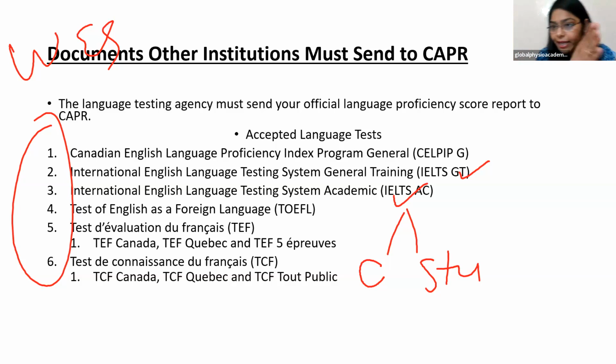Now come to the point, credential now, CAPR. Language, if you are going to the student visa, Academic is good. Otherwise, you can go with the general as well. You can also give TOEFL. You can also give the Canadian English Language Proficiency Index Program General. So these are the four English tests or two French tests: Test d'évaluation de français or Test de connaissance du français. These two are French tests. Any of that you can give.